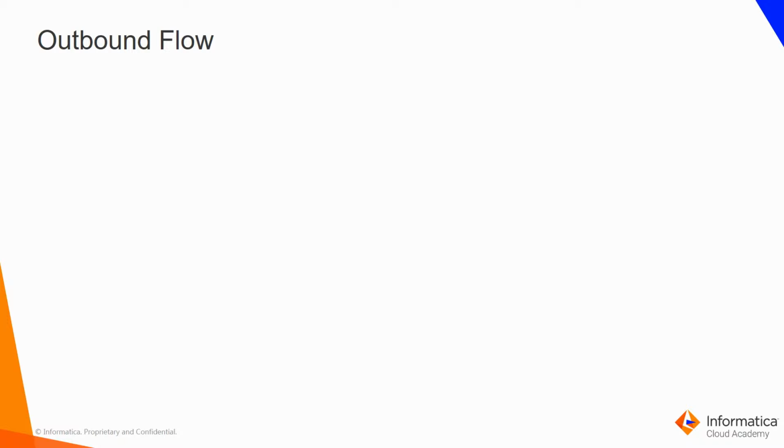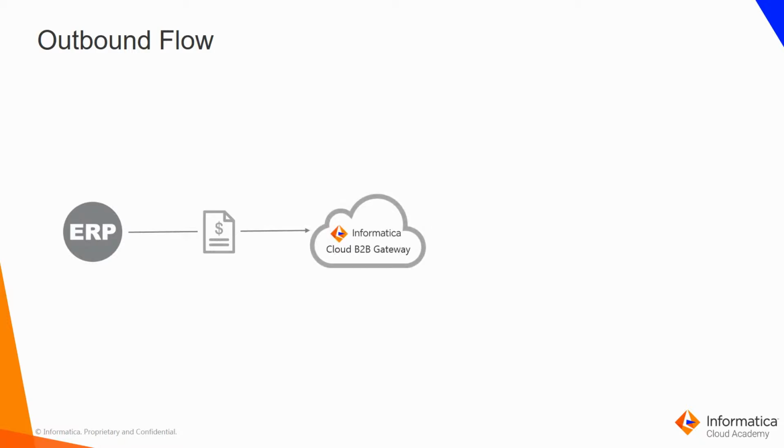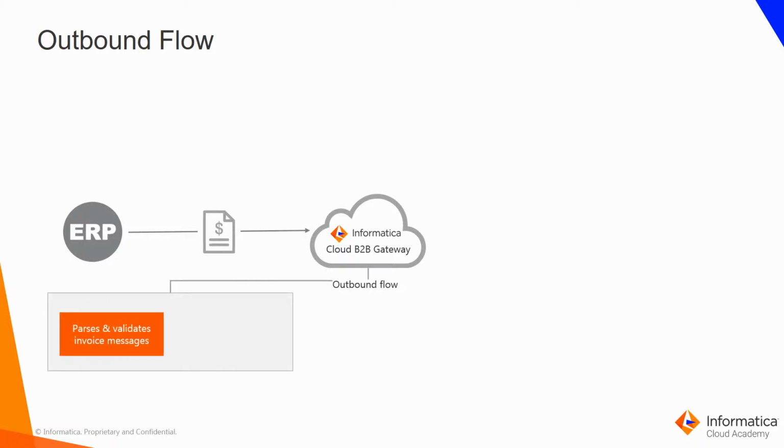An organization uses an ERP application to generate an invoice based on the file received on execution of the inbound flow. This invoice is submitted to the Informatica Cloud B2B application, which in turn runs an outbound flow. The outbound flow has various stages. In the first stage, Informatica Cloud B2B Gateway parses and validates the invoice message.